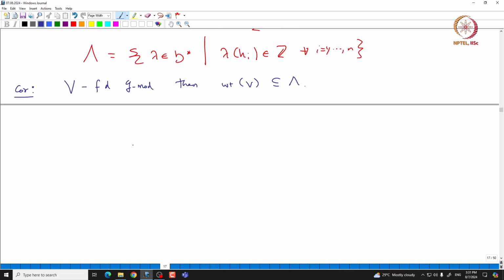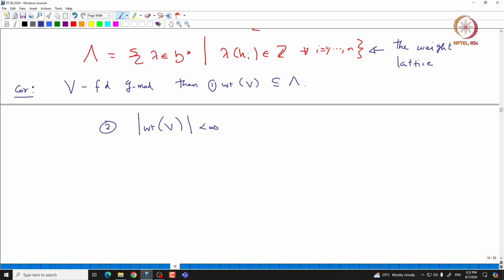Okay. So, here is more observation. If V is a finite dimensional G module, we already concluded that the weights of V must be a subset of Lambda, which is called the weight lattice. We can easily see that the cardinality of the set of weights of V must be finite, because V is finite dimensional. If we take vectors from the different weight spaces, that set must be linearly independent. That forces the set of weights to be finite for any given finite dimensional representation V.